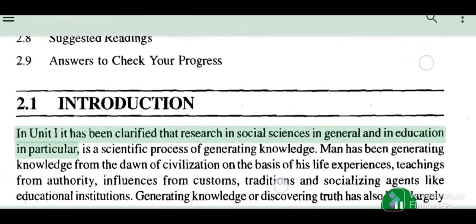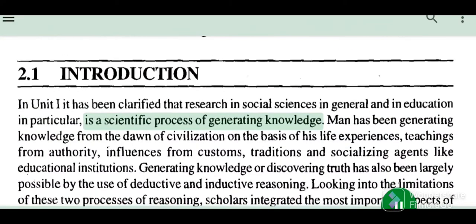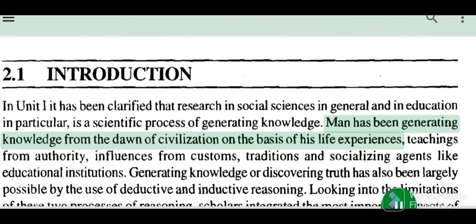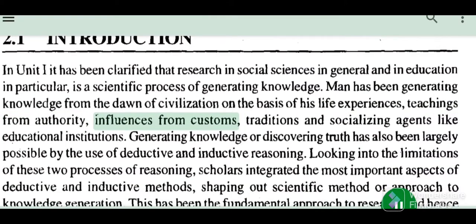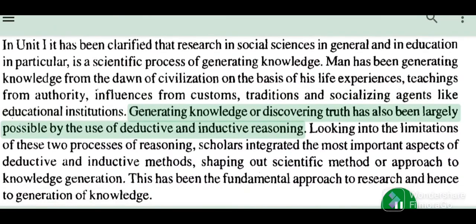In Unit 1, it has been clarified that research in social sciences in general and in education in particular is a scientific process of generating knowledge. Man has been generating knowledge from the dawn of civilization on the basis of his life experiences, teachings from authority, influences from customs, traditions, and socializing agents like educational institutions. Generating knowledge or discovering truth has also been largely possible by the use of deductive and inductive reasoning.